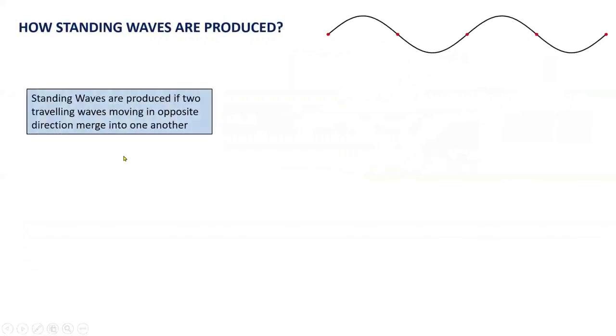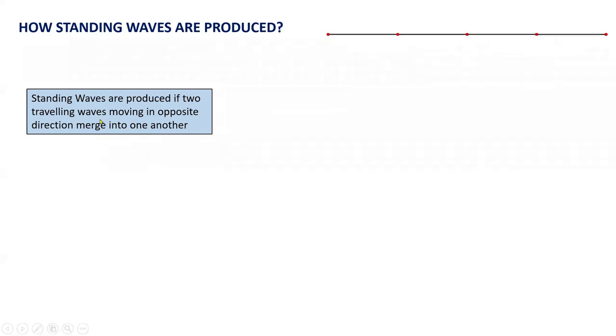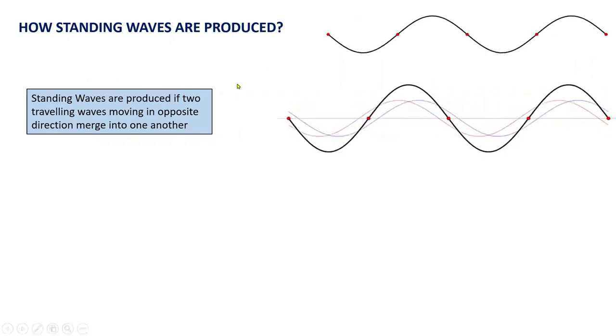Standing waves are produced if two traveling waves moving in opposite direction merge into one another. What were traveling waves? Traveling waves were those waves which go side to side, as in they can transfer kinetic energy. So if you have two traveling waves moving in the opposite direction and then they combine into one another, the result will be this kind of a wave which goes up and down. So have a look at this second animation.